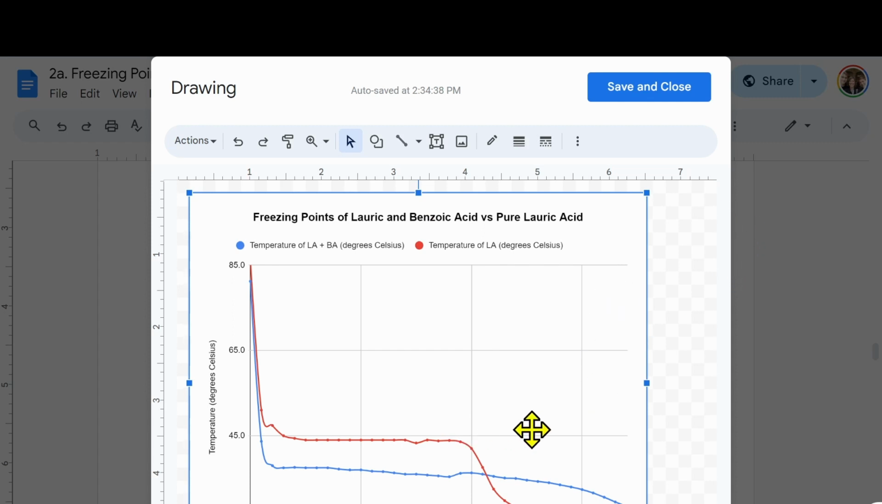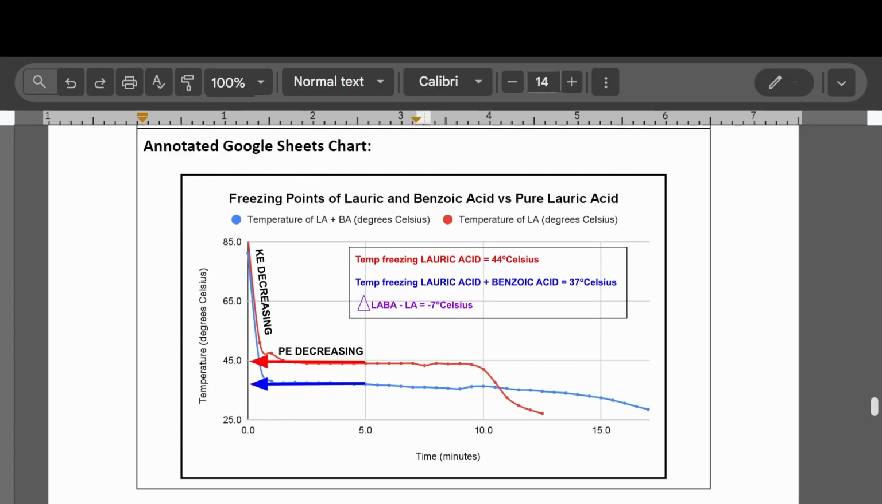What I guide them to do is to figure out the freezing point of just lauric acid, figure out the freezing point of lauric and benzoic acid, and determine the freezing point depression. I also guide them to which portion of this chart shows a decrease in kinetic energy and which portion of this chart shows an actual decrease in potential energy. And once they've annotated that chart, they can just hit Save and Close, and all the work is there. This shows you the actual key of that annotated Google Sheets chart.